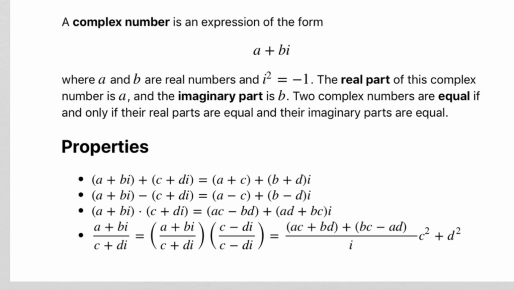The real part of the complex number is A, and the imaginary part is B. Two complex numbers are equal if and only if their real parts are equal and their imaginary parts are equal.